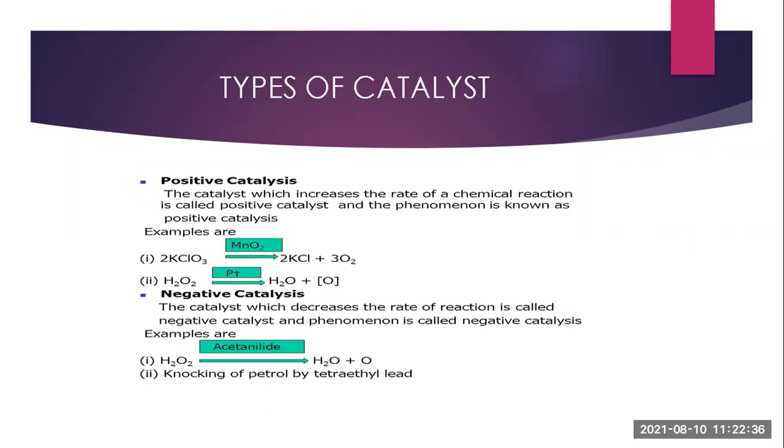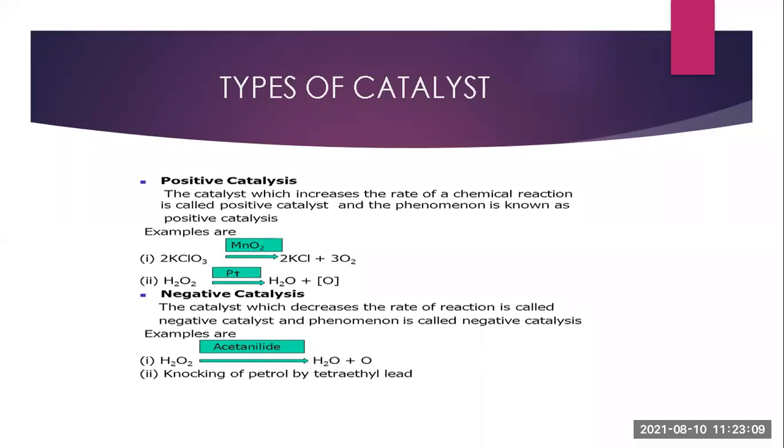Now catalysis is the phenomenon, it is the process where increase in rate of reaction happens by adding the positive catalyst. So if it is asked to name or give one example of a positive catalyst, you can say MnO2, platinum. These are all the examples of a positive catalyst which increases the rate of reaction. Then if it is asked to give one example of a negative catalyst, then acetanilide is the example which decreases the rate of reaction, and it is the negative catalyst.